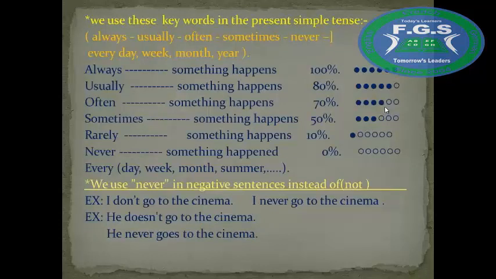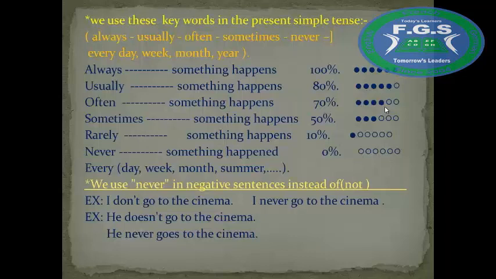The keywords that we have to use with the present simple tense. There are some keywords that we use with the present simple tense, like always, usually, often, sometimes, never, every day, every week, every month, every year, every summer, every winter. And we use always to talk about something that happens 100%. Usually, about something that happens 80-100%. Often, 70-100%. Sometimes 50-100%.